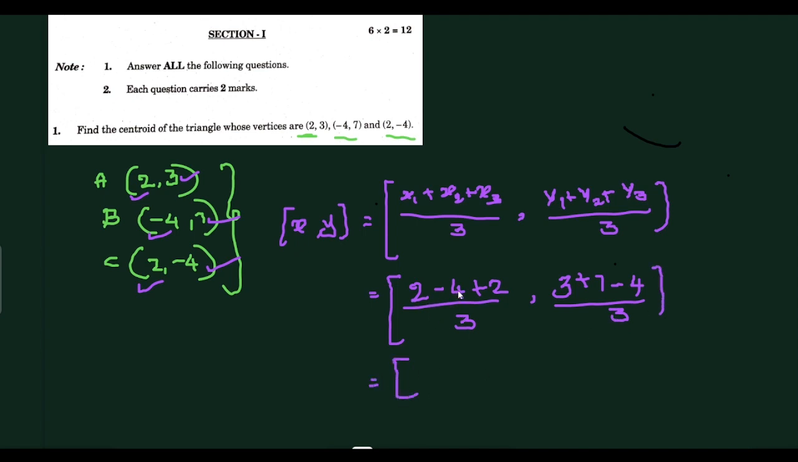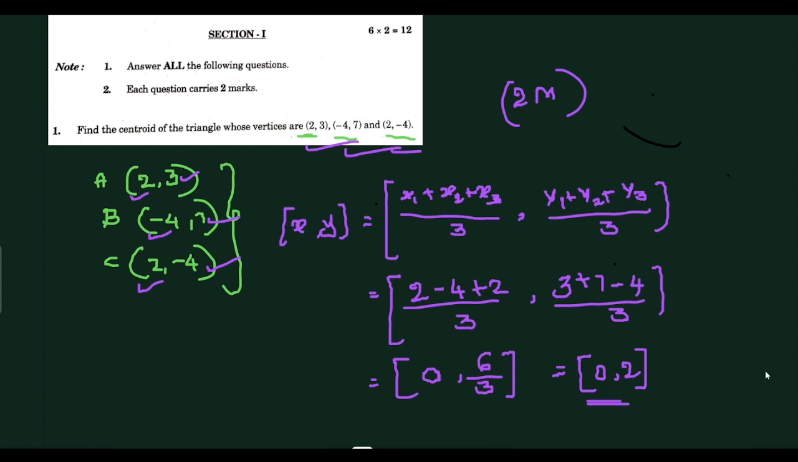So 2 plus 2 is 4, minus 4 is 0, so here it is 0. And 3 plus 7 is 10, 10 minus 4 is nothing but 6. 6 by 3 is 2. I'm just taking one more step: 6 by 3 is nothing but 2. So this is the centroid of the given points, (0, 2). Got it? For this question, we will get 2 marks, since it is section A.